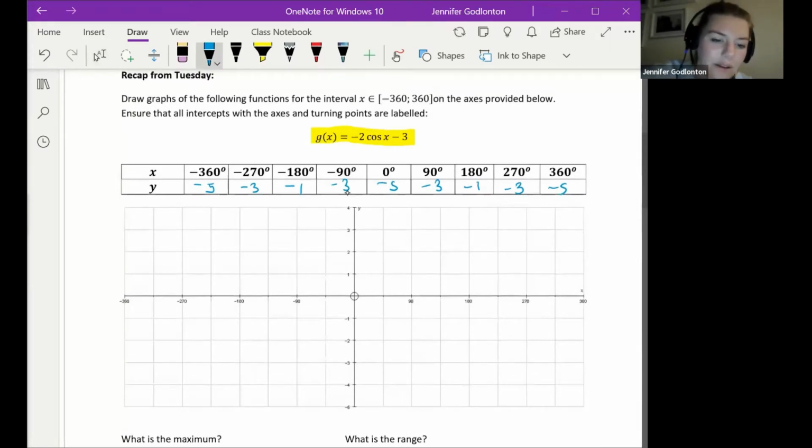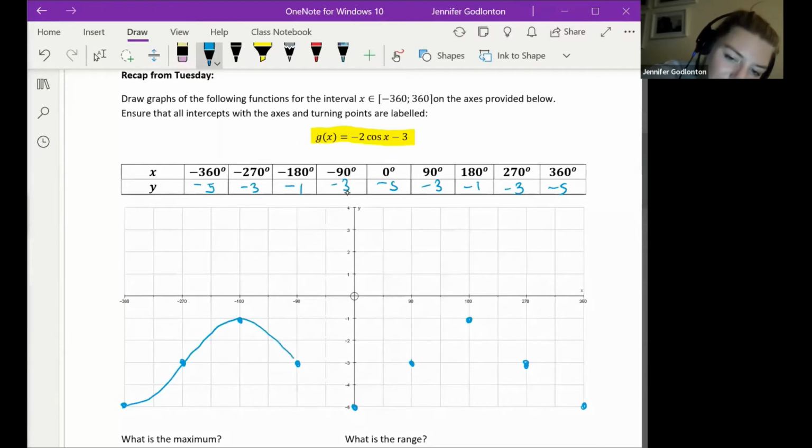Okay. So negative 5, 270, negative 3, 180, negative 1, negative 90, negative 3, 0, negative 5, 90, negative 3, 180, negative 1, 270, negative 3, and 360, negative 5. And so we get our beautiful little hills that are not, that was a terrible hill. There we go.